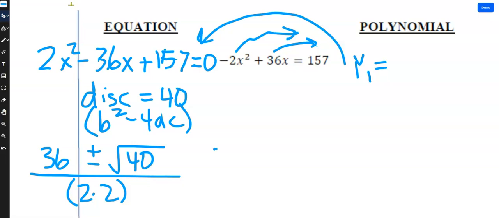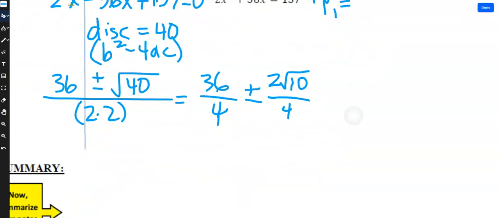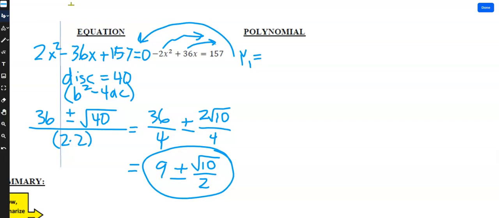If we're looking for exact values, that'd be 36 over 4 plus or minus. Square root 40, that'd be 2 radical 10 over 4. So we could simplify this to 9 plus or minus radical 10 over 2. Now that gets you the exact answer. If you're trying to do the polynomial method, you're going to end up with a decimal.